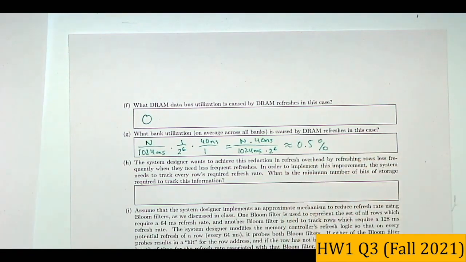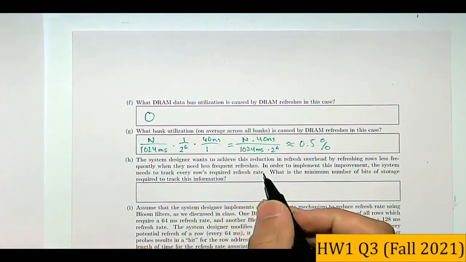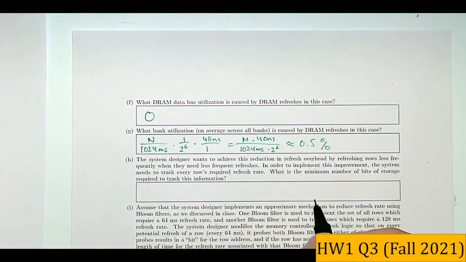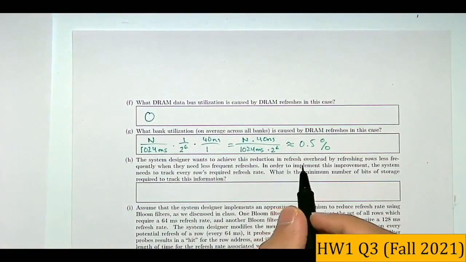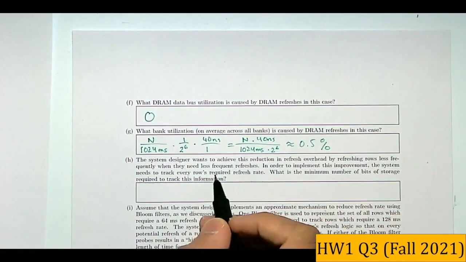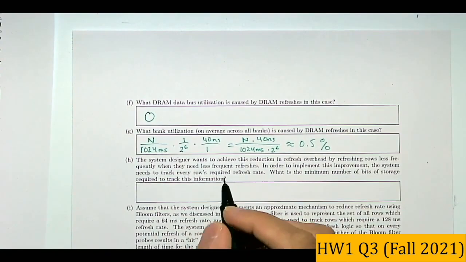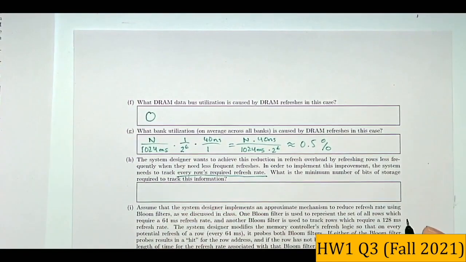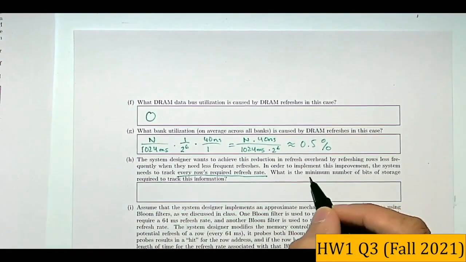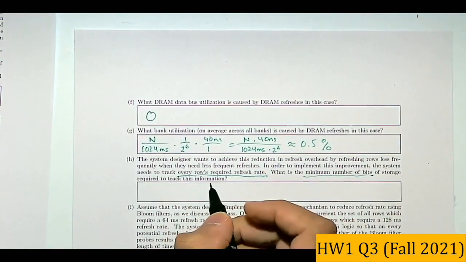Does that make sense? I think it's basically the same computation you did before. Now part H is asking that we want to achieve this reduction in refresh by refreshing rows less frequently. In order to implement this improvement, the system needs to track every row's required refresh rate. So what's the minimum number of bits required to track this information?